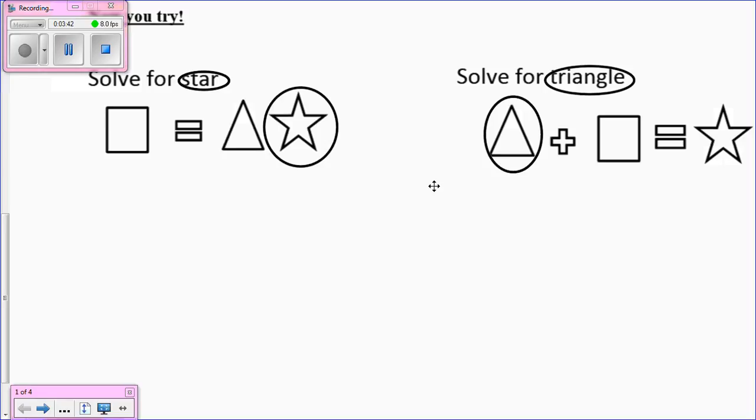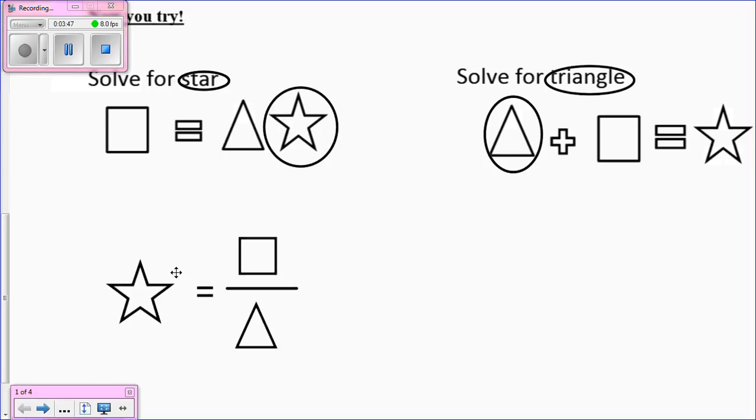Alright, so hopefully you solved for the star here. When you solve for the star, you know that the star equals the square divided by a triangle, because the triangle is being multiplied with the star, so you need to divide by a triangle on both sides. That's how you do it. Here we have the triangle. It's being added with the square, so I subtract the square from both sides, and I get that the triangle equals the star minus the square. Not too bad, right? So let's go ahead and try this with actual letters and numbers now.